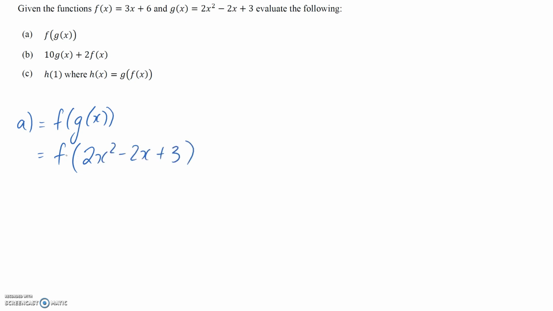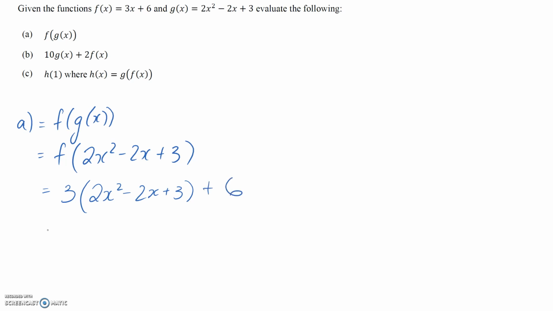So now what we need to do is the function of this, alright, so this gets substituted in anytime we see an x in this equation. So we've only got 1. So that means we're going to get 3, and then the x gets directly replaced with what we're doing the function of, and then we just copy down the plus 6. So that would be our answer.